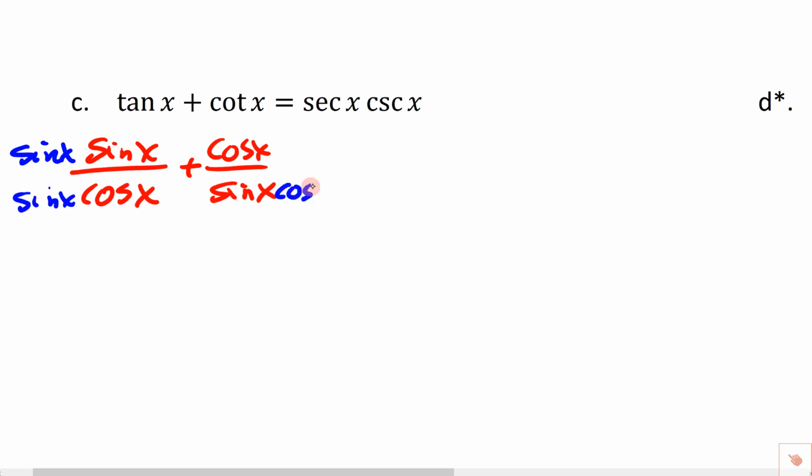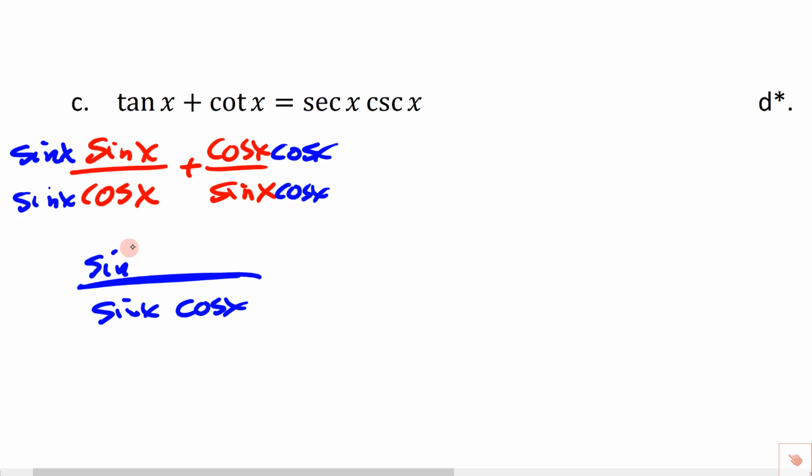Very good. We need a cosine of x here and we need a cosine of x here. So here's what I've got. On the bottom, I have a sine of x and a cosine of x. On the top, when I combine these together, this is a sine squared of x plus a cosine squared of x.